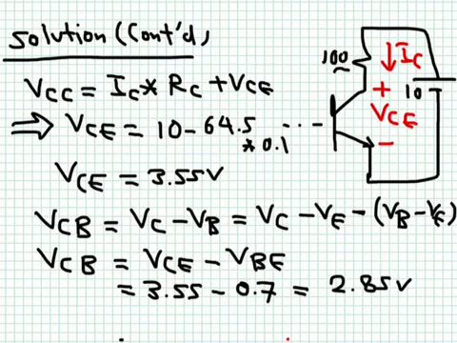So we go back and then analyze the outer loop. I simply did not draw the other loop here. I assumed we're already done with that. We know the collector current. We already calculated this. Now let's calculate VCE. VCE is equal to VCC.